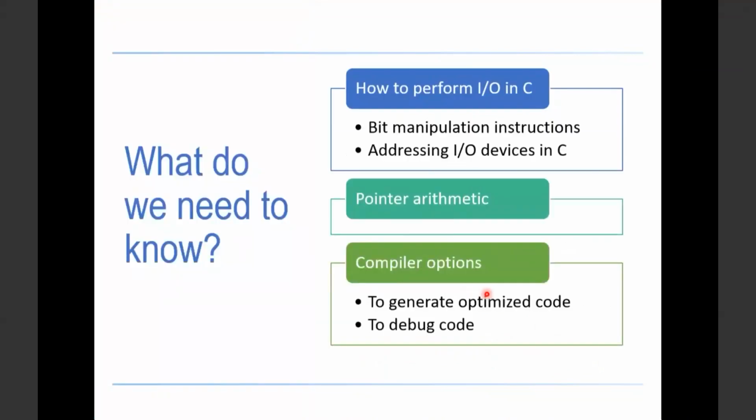So what do we need to know in C programming? First, you need to know how to perform input output in C: how to initialize the input output port, how to send a value to the output, and how to read the value from inputs. In the meantime, you need to know how to do bit manipulation instructions, because it involves the input output.